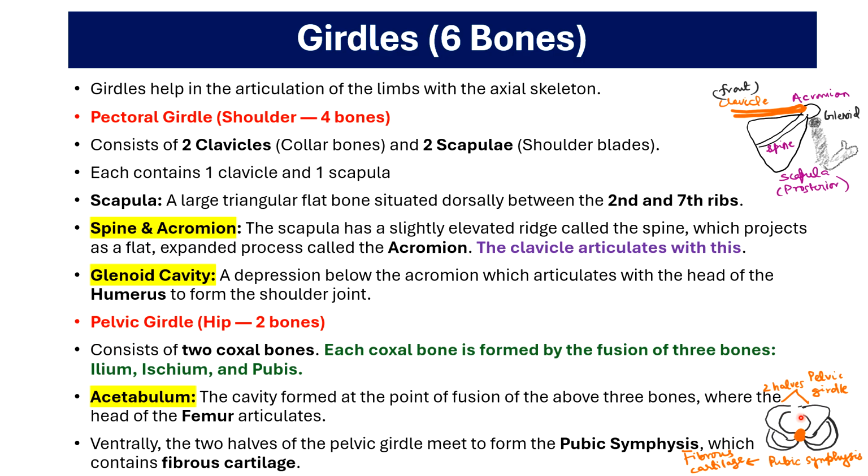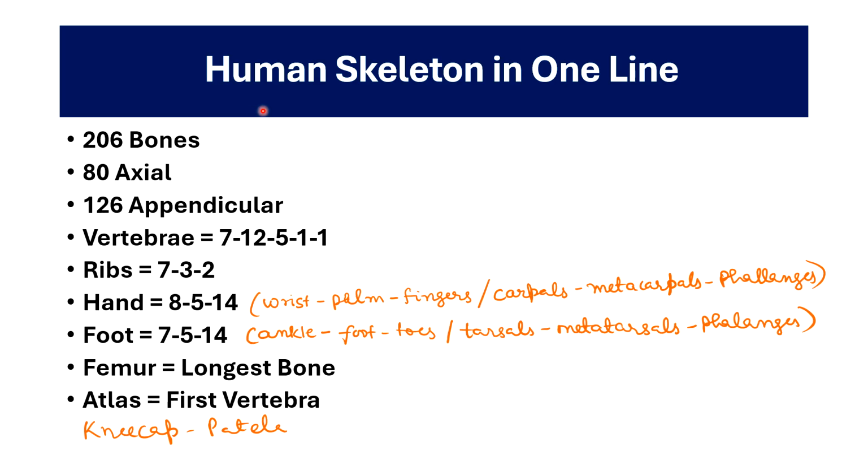Now look at each half of the pelvic girdle. The region where each half is meeting is known as the pubic symphysis, and it is made up of fibrous cartilage. Next we have acetabulum. Just like the glenoid cavity, acetabulum is a region where the thigh bone is getting attached to the hip region. So acetabulum is a region where the head of the femur articulates. Clear?